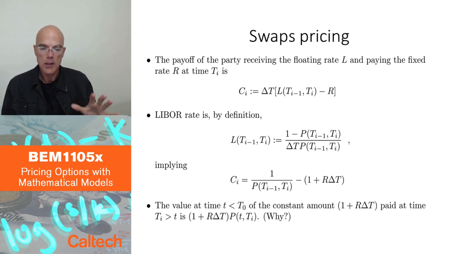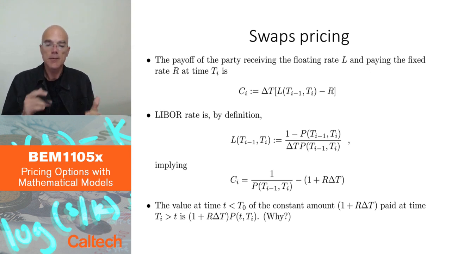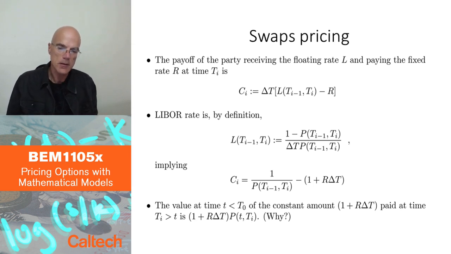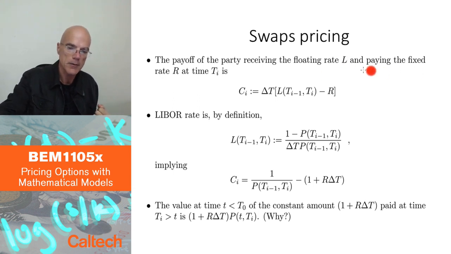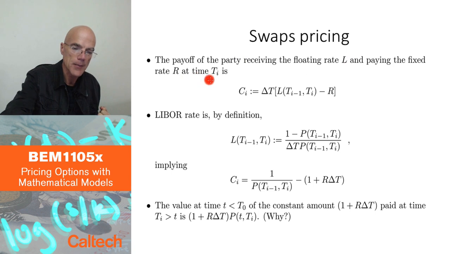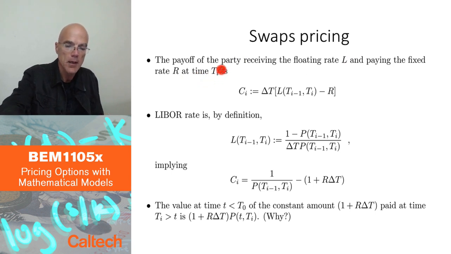I'm going to only look at the classical interest rate swap. So there will be the payoff of one party. The one party will be receiving the floating rate, the random rate, which I will call L for LIBOR rate, and the other party will be paying the fixed rate. So a party who is long the swap will be receiving the random floating rate L and will be paying the fixed rate called capital R. And this is going to happen at times ti.